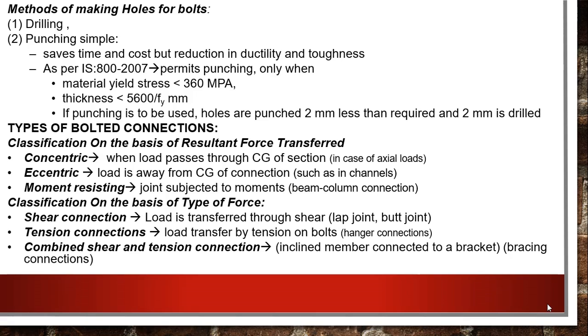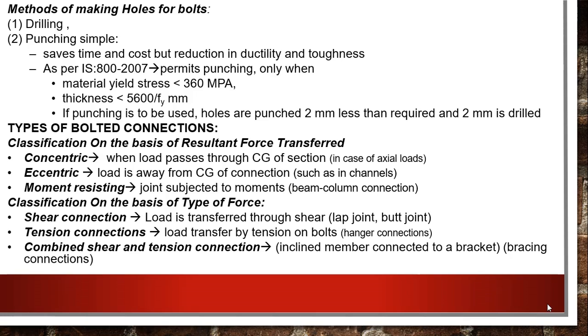Now the next classification is based on the type of forces. Number one is shear connection, in which load is transferred through shear, basically in the lap joint and butt joint concept. Number two is tension connection, where the load is transferred by tension on bolts, as in hanger connection. And at last there is a combined shear and tension connection, which takes place in an inclined member connected to the bracket and in bracing connections.